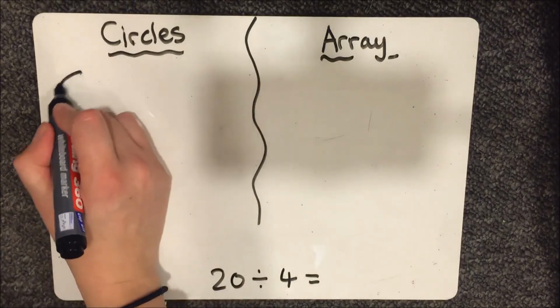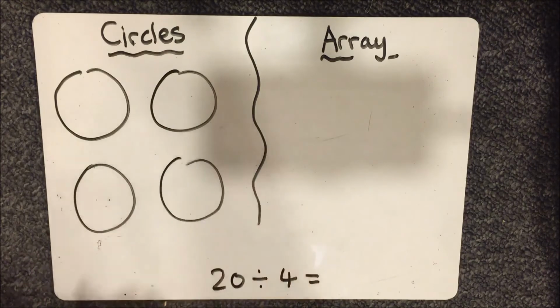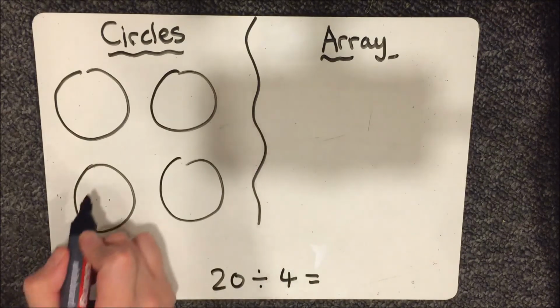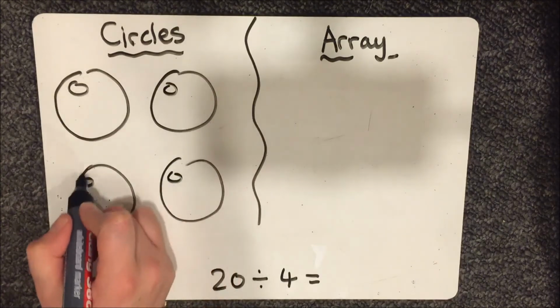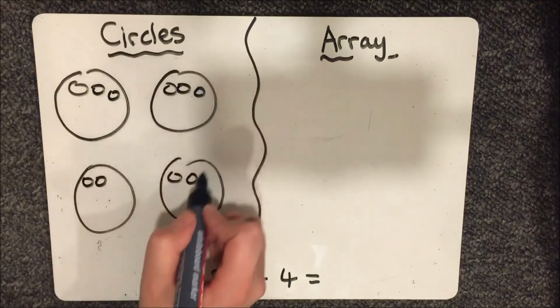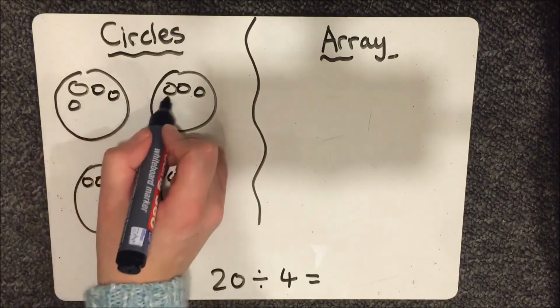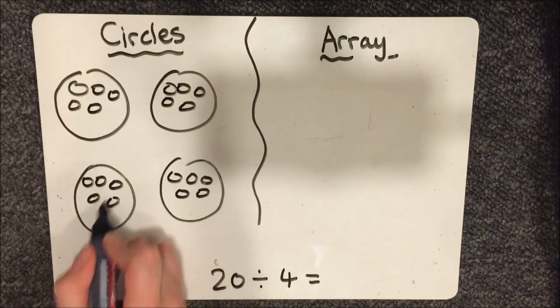So I need 4 circles because I'm sharing between 4 shelves. There we go. And I need to share out 20. Ready? Count with me all the way up to 20. 1, 2, 3, 4, 5, 6, 7, 8, 9, 10, 11, 12, 13, 14, 15, 16, 17, 18, 19, 20.